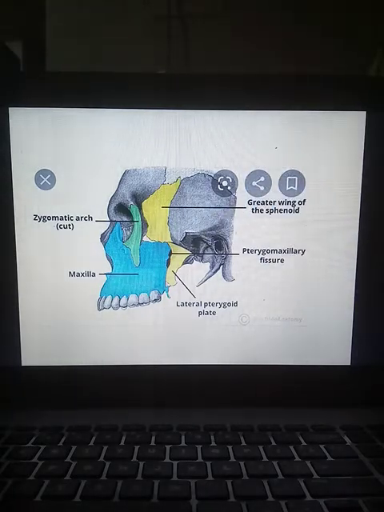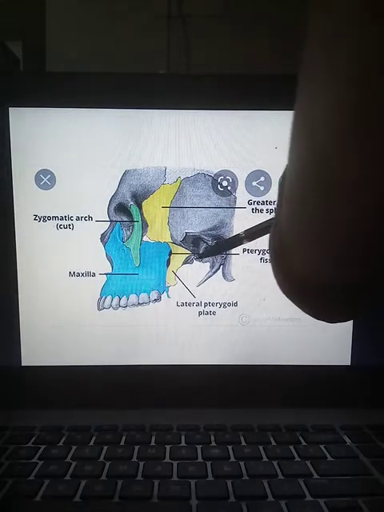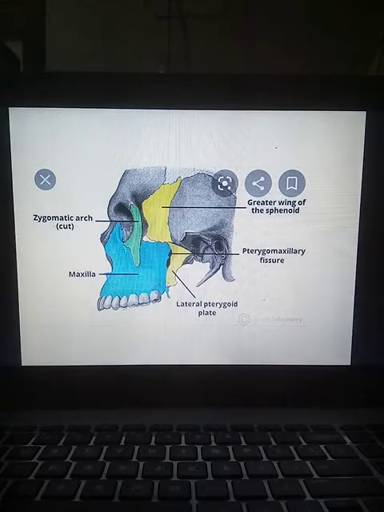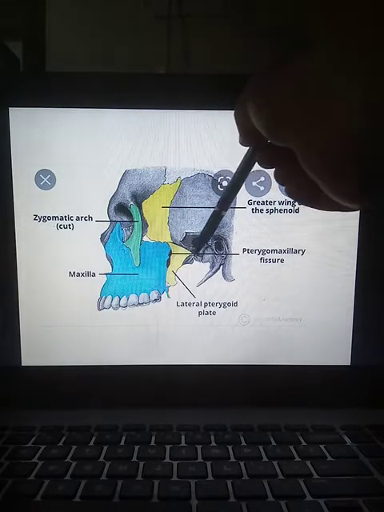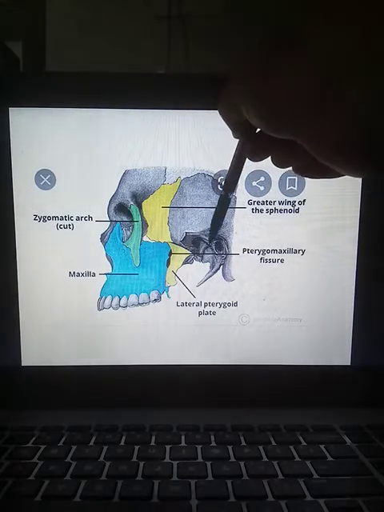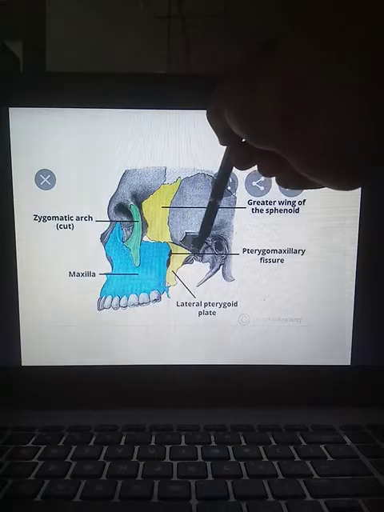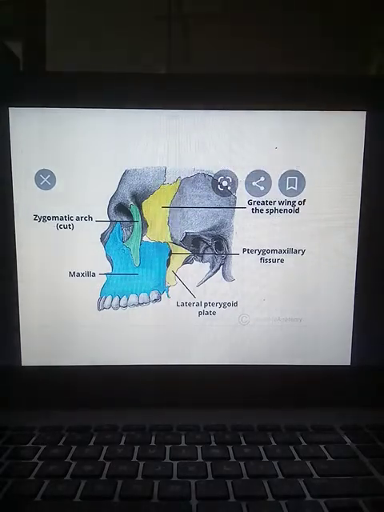So the roof is formed by the infratemporal area of the greater wing of the sphenoid. Your sphenoid bone has two wings. It has the greater wing and the lesser wing. So your roof will be formed by the infratemporal surface of the greater wing of the sphenoid, and anteriorly you will be having the posterior surface of the body of the maxilla.